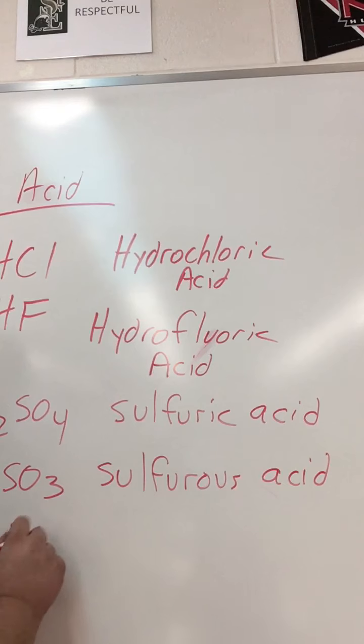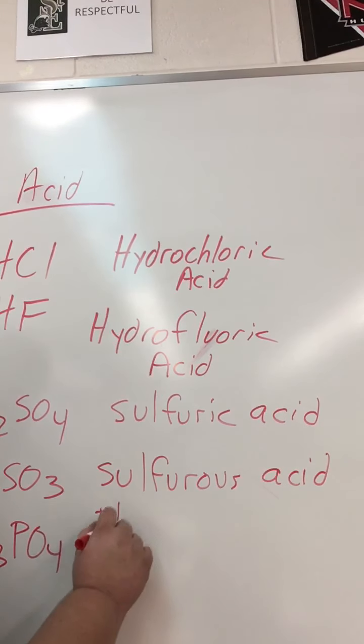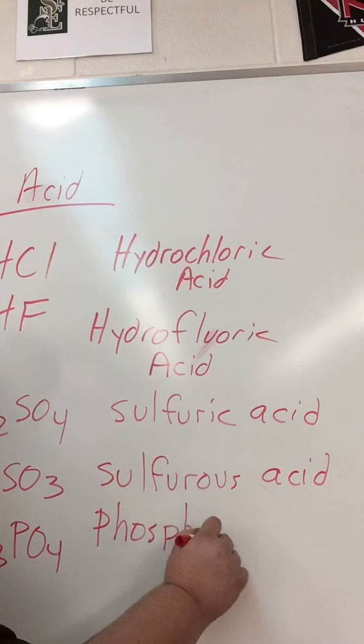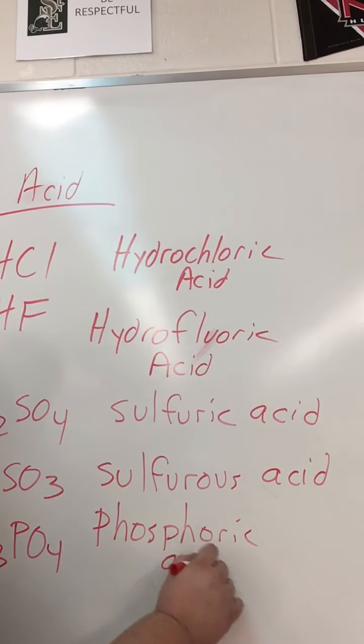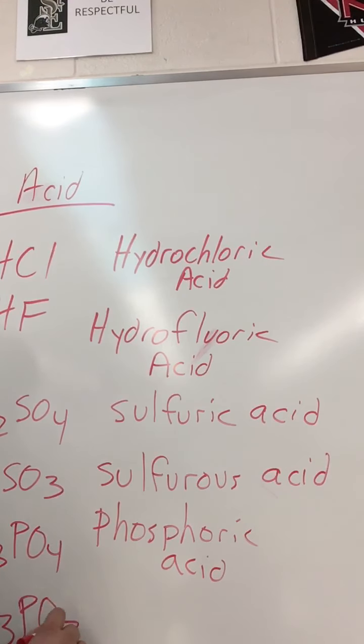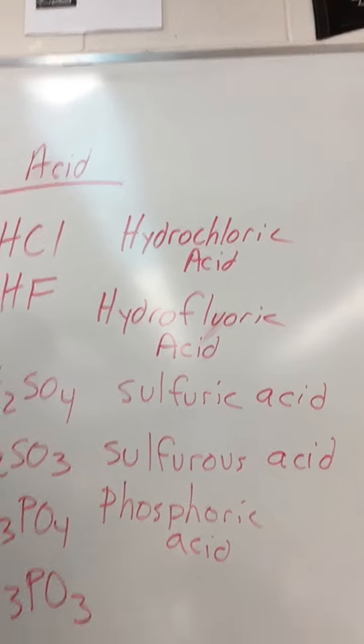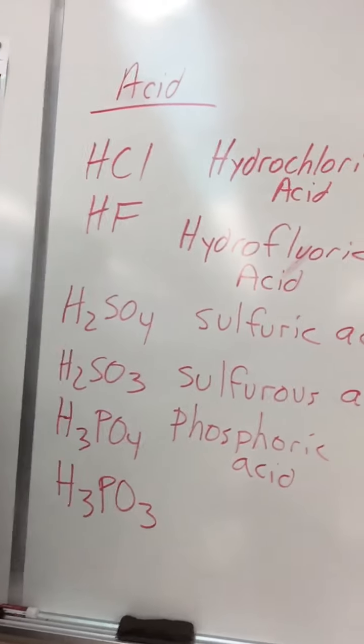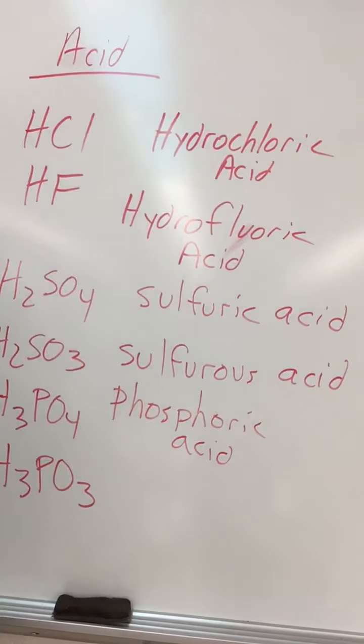H3PO4 is phosphoric acid. And then H3PO3 would be phosphorous acid. So just remember the ic and the ous, when we're talking about an acid, the ic has the most amount of oxygens, and the ous has one less oxygen.